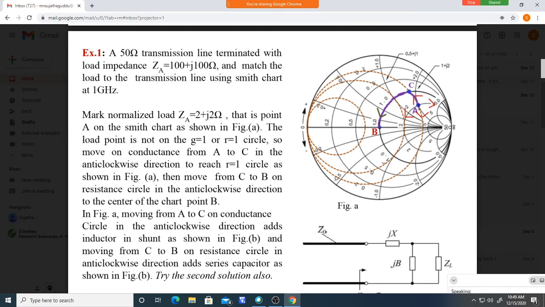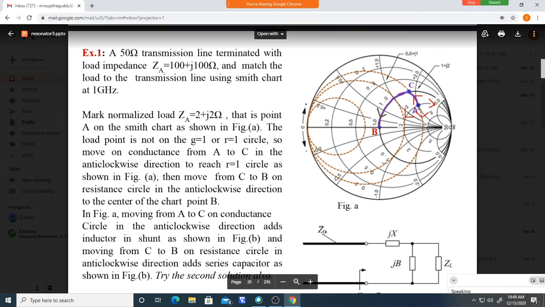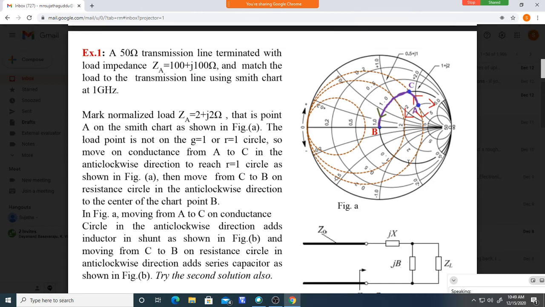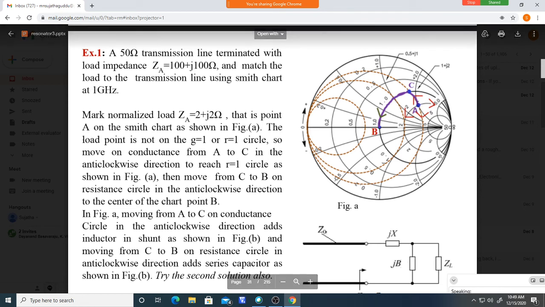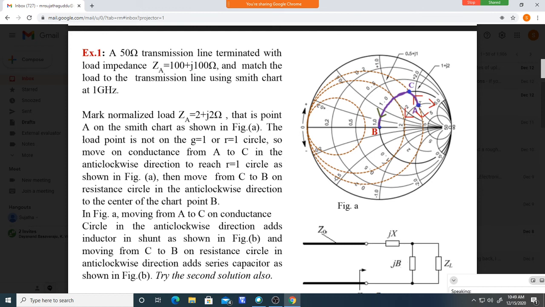In another way also you can do from here. Again you can move on the conductance circle. You see here, by doing like this you can reach R is equal to 1 in the below part also. You see here, this is the R is equal to 1 circle. Instead of moving upward and coming to here, you can move from here to here first, then from here to here. That way also you can do. That gives another solution. Okay, so first you should identify. If they ask, you can do both the solutions. Okay, for one solution, you can move either in the clockwise direction or anti-clockwise direction, and reach the R is equal to 1 circle.